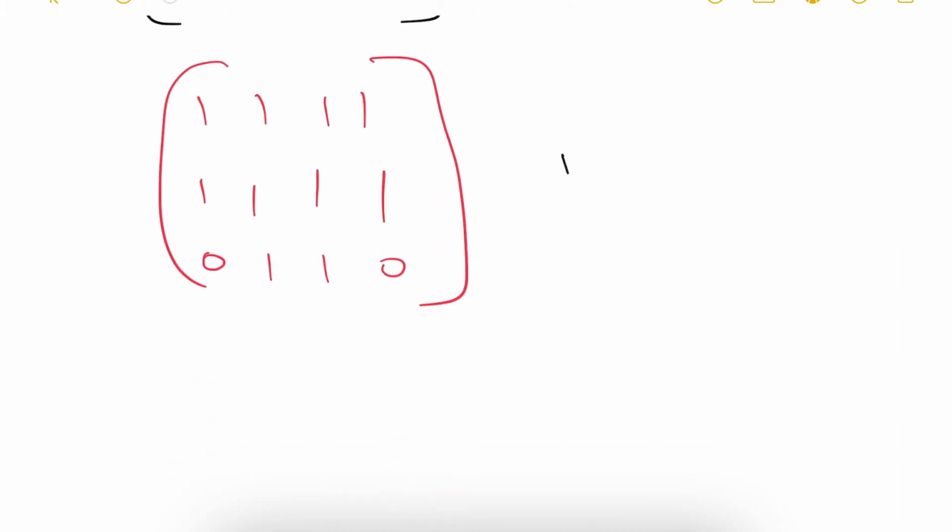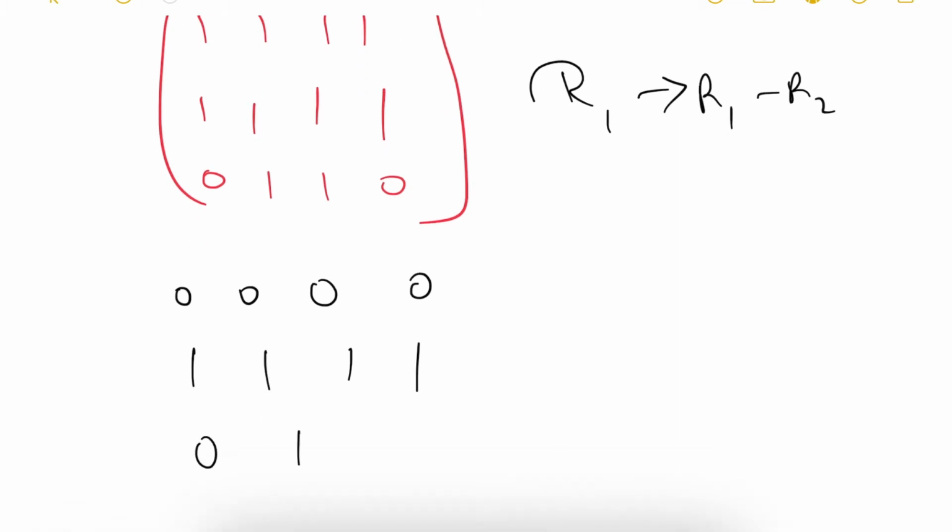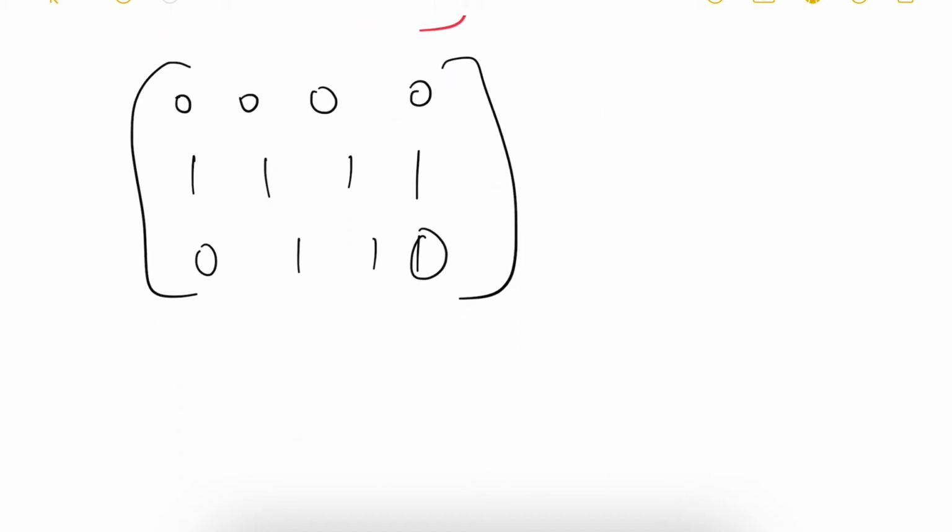So I will write row 1 as row 1 minus row 2. Otherwise you can write row 2 as row 2 minus row 1 also, same anyway. So in the first row: 1 minus 1 is 0, 1 minus 1 is 0, 1 minus 1 is 0, 1 minus 1 is 0. Then row 2 and row 3 as they are: 1 1 1 1 and 0 1 1 0. Now if we observe this clearly, this whole row is zeros. So only these two rows we need to consider now. So the rank is nothing but 2.